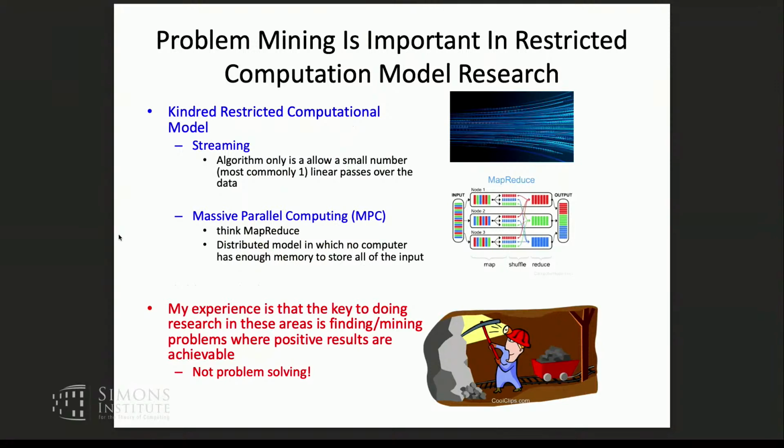This relational algorithms model is a kindred spirit to other restricted computational models, for example, like the MPC model or the streaming model, where what the algorithm can do is more restrictive than, say, your standard RAM model. So a lot of the times the secret to success in these areas is being able to find problems that you can solve in these restricted models. If you just take your average problem out of CLRS and try to solve it in these models, it's just too complicated. You need to look at simpler problems.